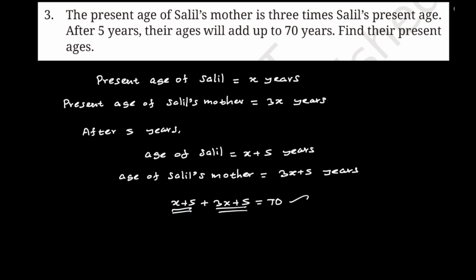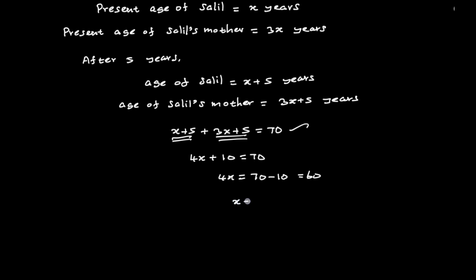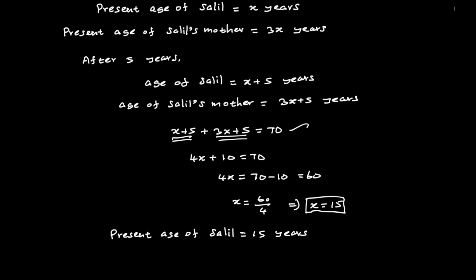Now we can simplify this. x plus 3x is 4x, plus 5 plus 5 is 10, which is equal to 70. Then 4x equal to 70 minus 10, which is equal to 60. Next, x equal to 60 divided by 4. Then x value is 15. So x represents the present age of Salil. So the present age of Salil is 15 years.